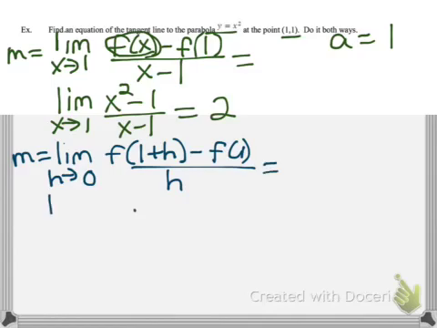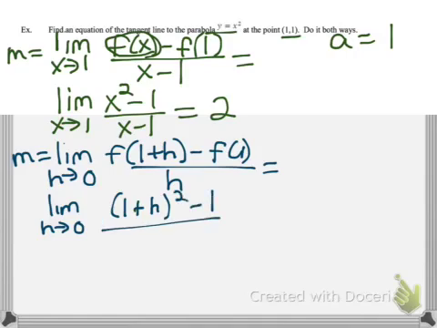So this would turn into the limit as h approaches 0 of what? 1 plus h squared minus 1 over h. Again, this looks familiar. This is one of our limits. You could FOIL, simplify, cancel, and again, you should get 2. I'm leaving all that work up to you. You know how to do that. So either way, the slope of the tangent line at 1 is 2, using the 2 formulas now.